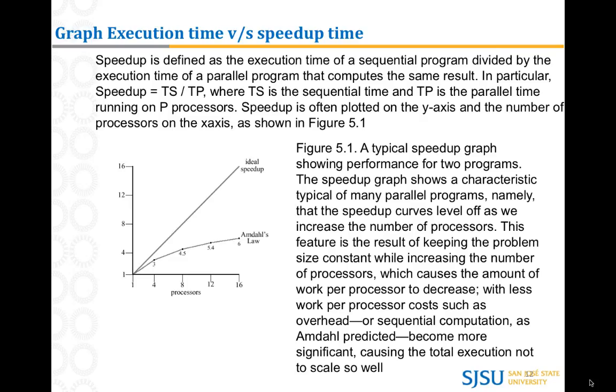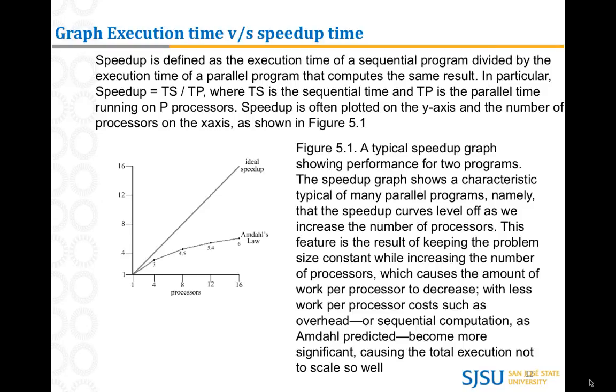Going to the execution time versus the speedup time. The speedup is defined as the execution time of a sequential program divided by the execution time of a parallel program that computes the same results. In particular, let's say speedup is equal to Ts by Tp, where Ts is the sequential time and Tp is the parallel time. Speedup is often plotted on the y-axis and the number of processors on the x-axis.